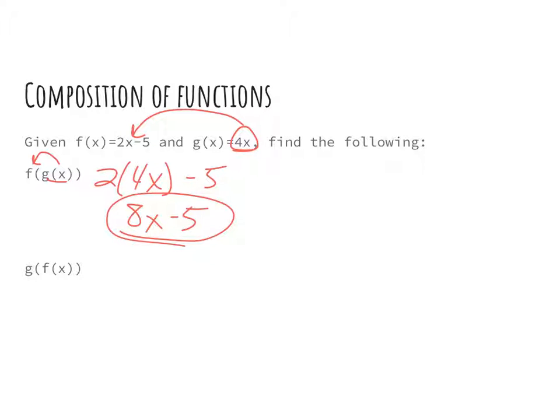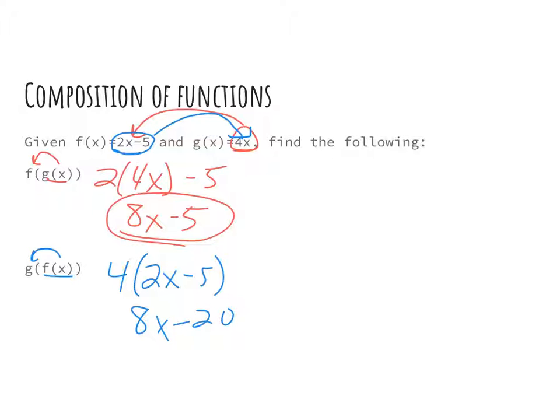For g of f of x, I take f of x and I plug it into g. So now I'm going to take this 2x minus 5 and I'm going to plug it in for x over here. So instead of 4 times x, I'm going to do 4 times 2x minus 5. And that's going to get me 8x minus 20.